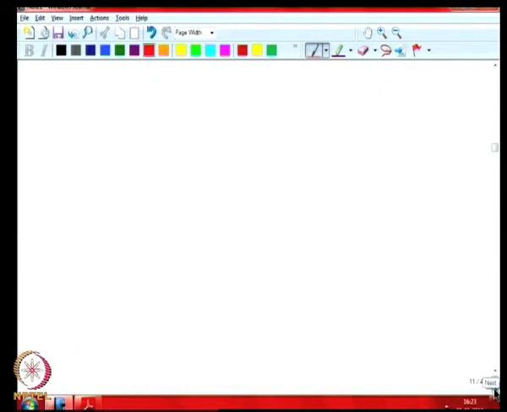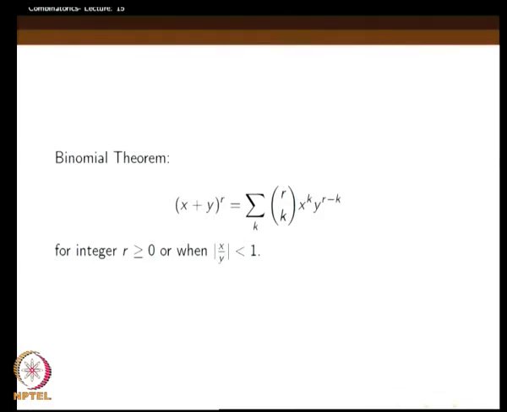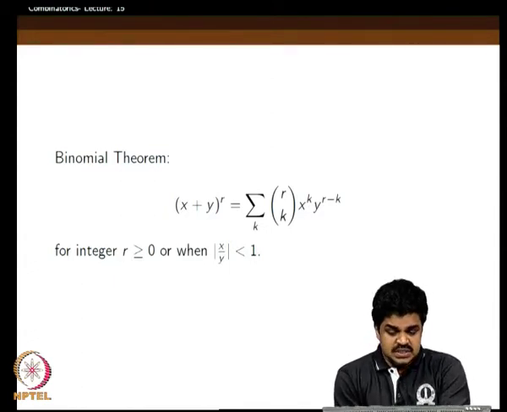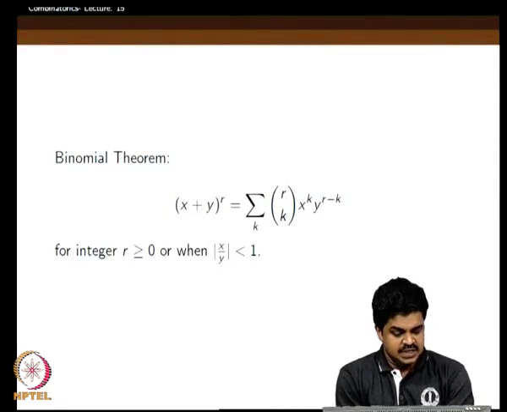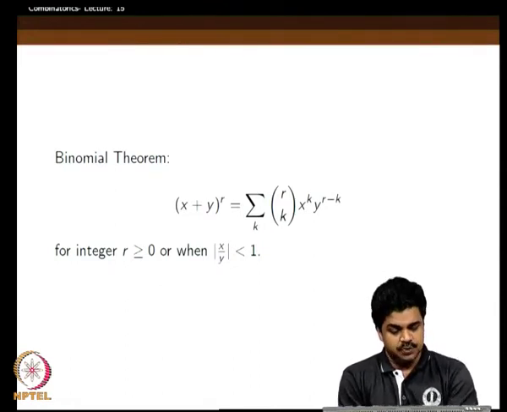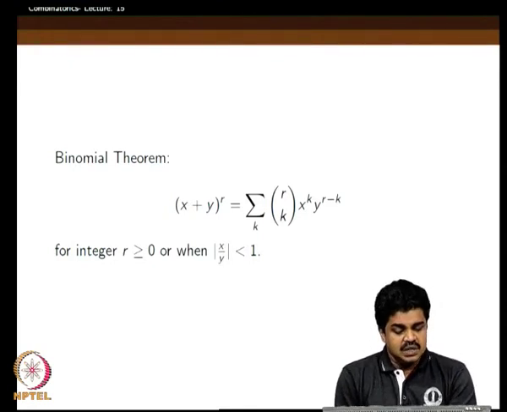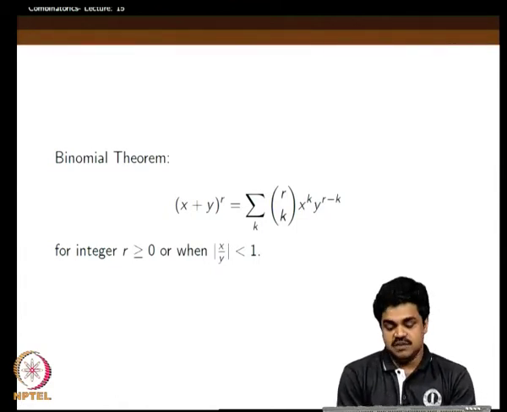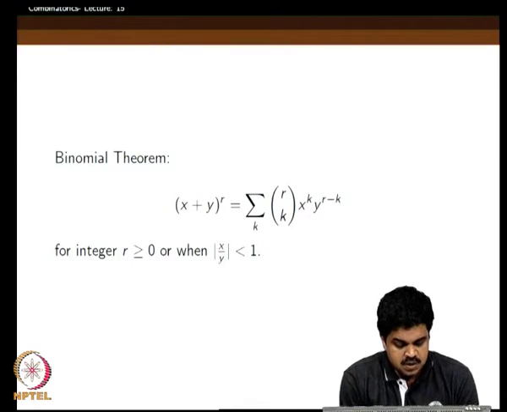Now, the next one. Maybe it is time to talk about the binomial theorem. This is the general form of the binomial theorem: x plus y raised to r equals the sum over all integers k of r choose k times x raised to k times y raised to r minus k. This is the same as earlier, just that when r is a non-negative integer, this was true for any x and y.